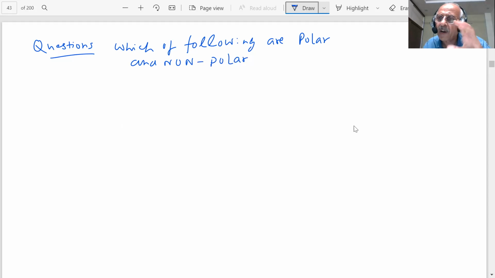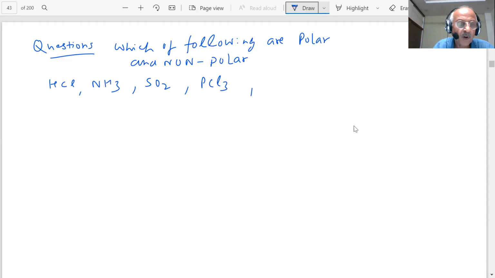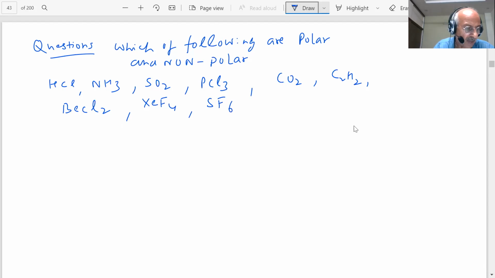The bond may be polar, but the overall molecule can become non-polar, just like CCl4. So the question: you are given HCl, ammonia, sulfur dioxide, PCl3, CO2, C2H2, BeCl2, XeF4, and SF6. You have to tell which are polar and non-polar.